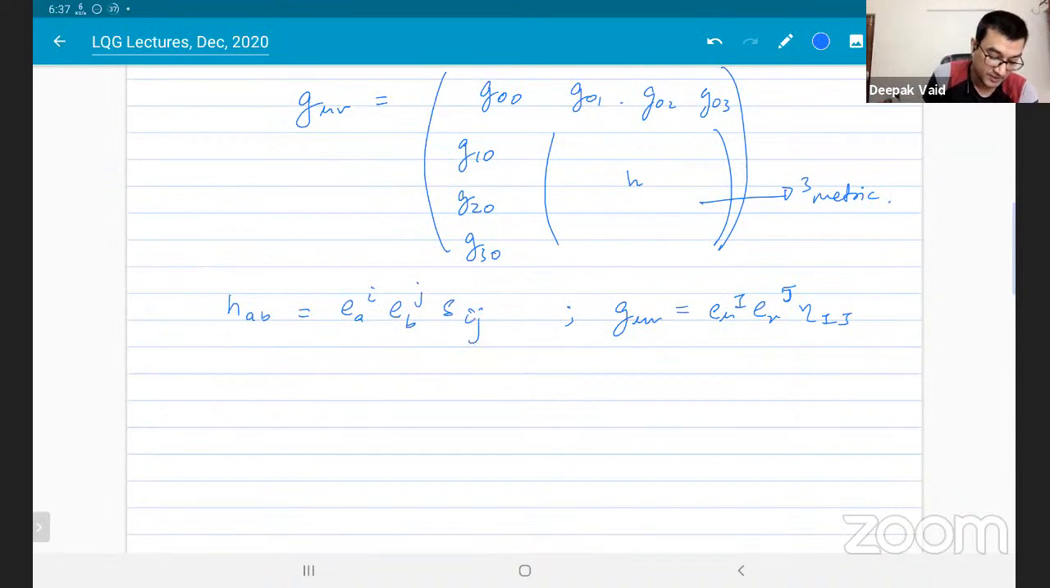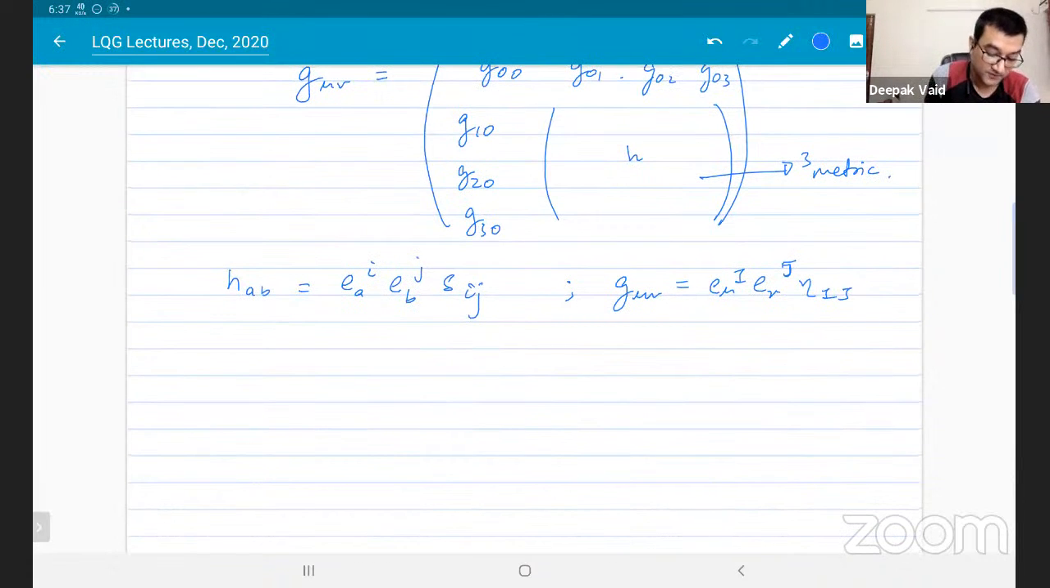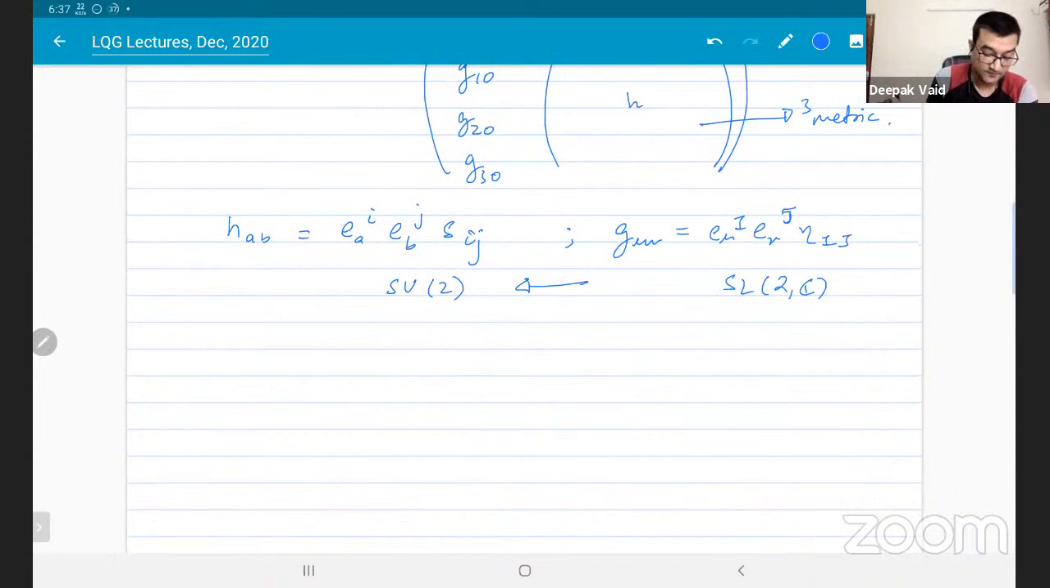Now your tangent space is not Minkowski space anymore. It is just R3. And instead of SL2C, you have reduced down to SU2. Okay. And from R31, you have reduced to R3.